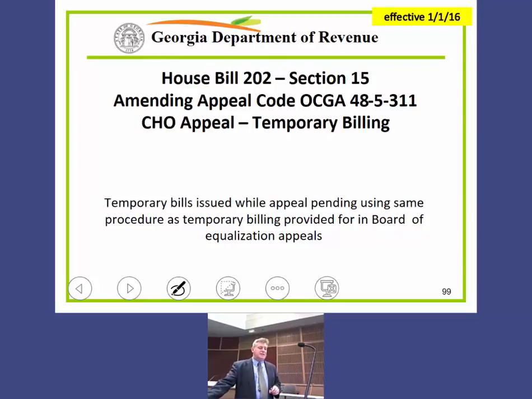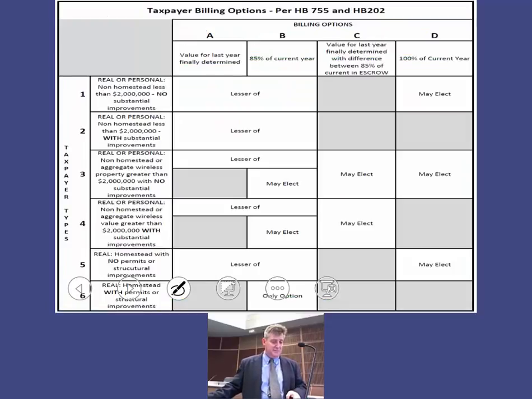Now we'll skim the top of this because we could spend at least an hour talking about the nuances of temporary tax billing for properties under appeal. Here's the grid we come up with. Up until 2014, it was relatively simple. Properties under appeal, the tax bill would be sent out at 85% of the current year value.